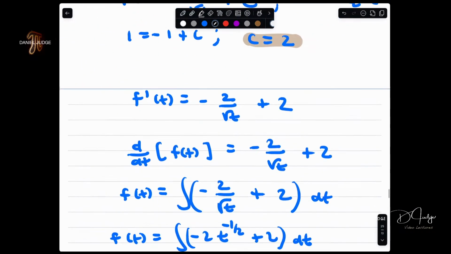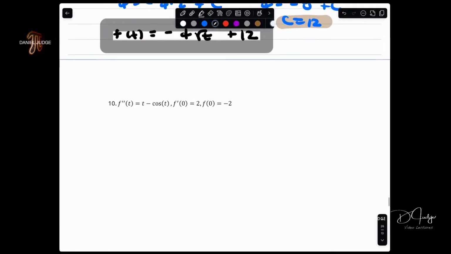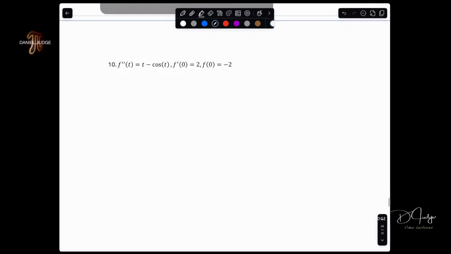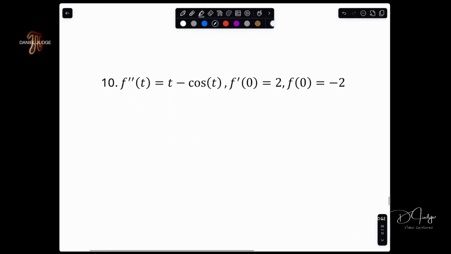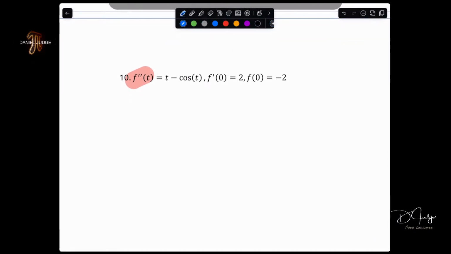Anyway, okay. Now let's go on. Let's finish number 10 here. And again, we have a second derivative here. So I'll go through that. We're going to have to get the first derivative, subject to that first condition, f prime of 0 is 2, and then subject to the last condition.